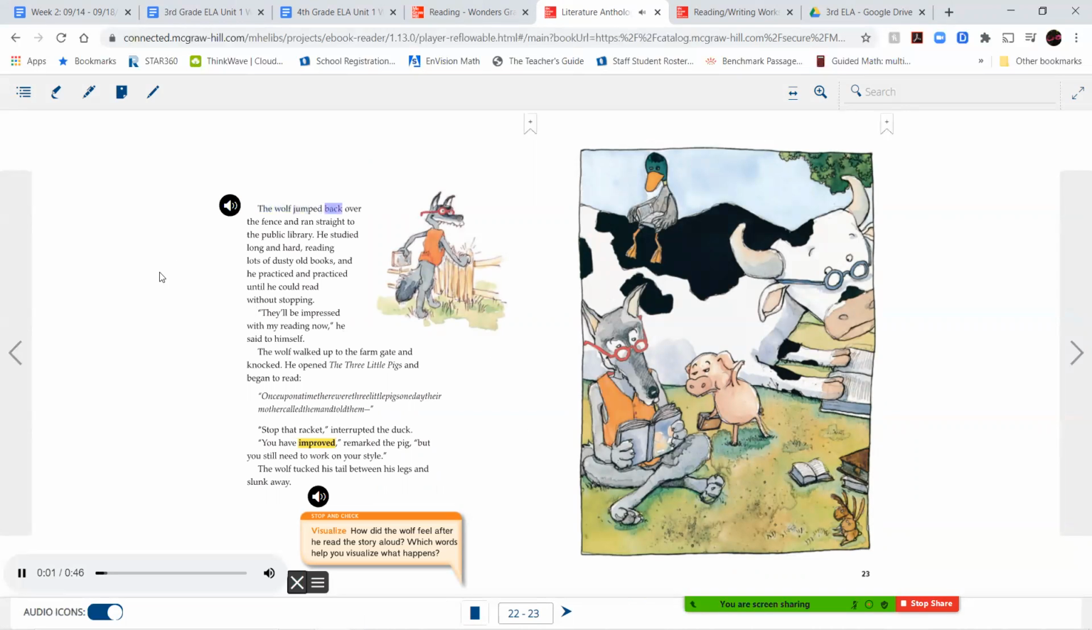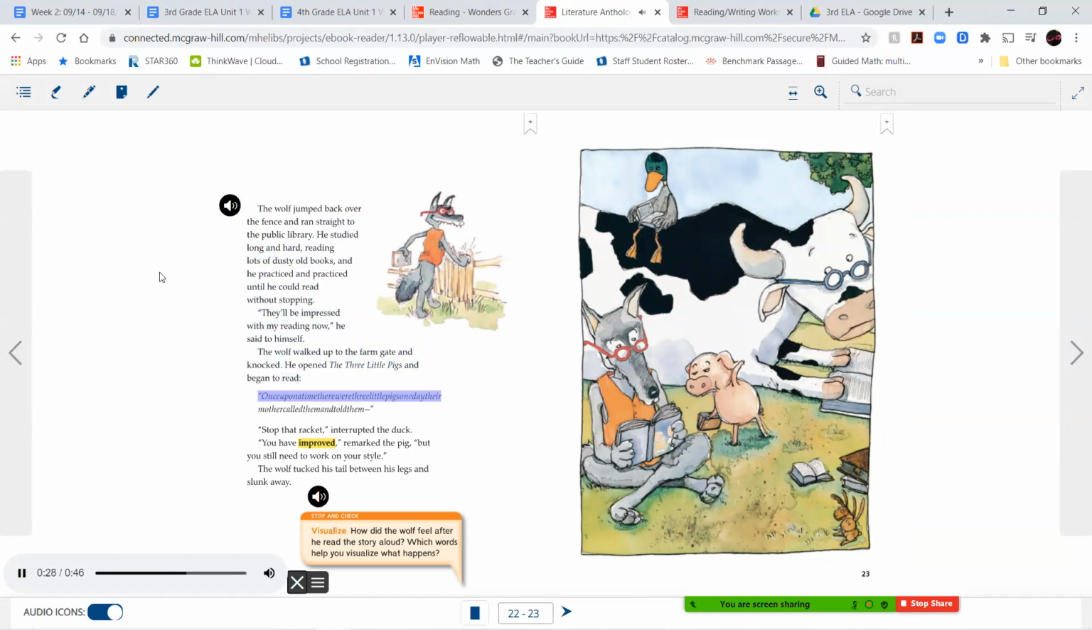The wolf jumped back over the fence and ran straight to the public library. He studied long and hard, reading lots of dusty old books, and he practiced and practiced until he could read without stopping. "They'll be impressed with my reading now," he said to himself. The wolf walked up to the farm gate and knocked. He opened The Three Little Pigs and began to read.